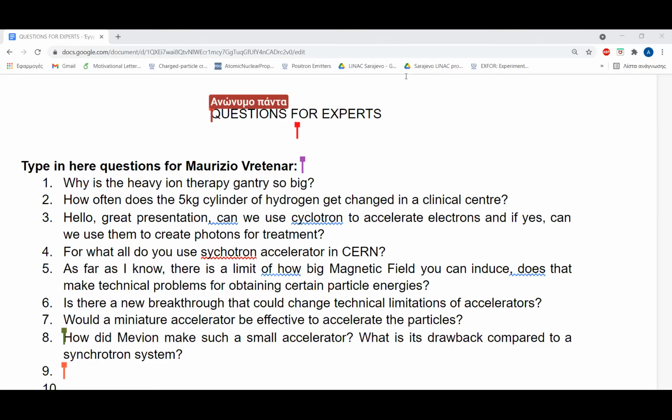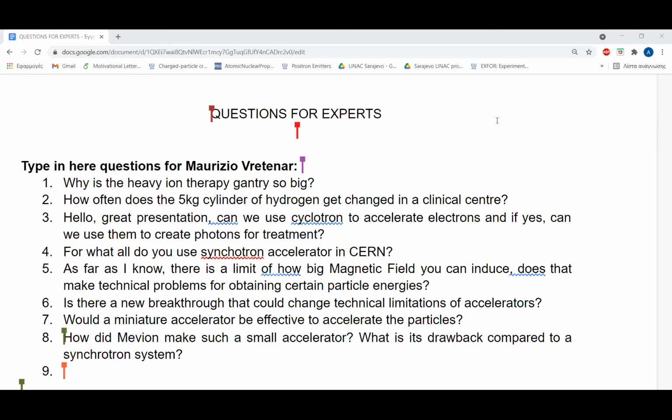Okay, good. For the question on the ion therapy gantry, please leave it to the next lecture. How often does the 5 kilogram cylinder of hydrogen get changed in a clinical center? In a clinical center, it is not 5 kilograms, probably it's less, and probably it lasts for a year or so. But you don't wait until it gets to the end. It's like in your car. You don't wait until you run out of gasoline to refuel. Hydrogen is very small, so you change it very often, more often than you really need.